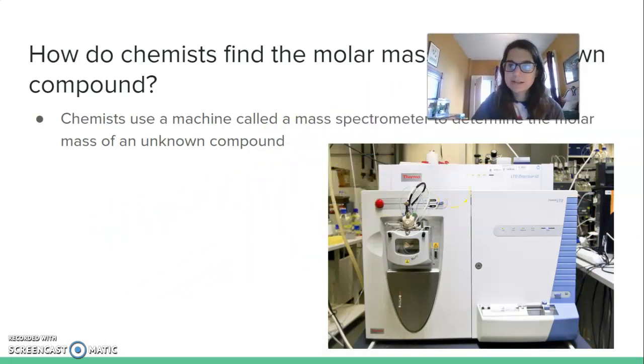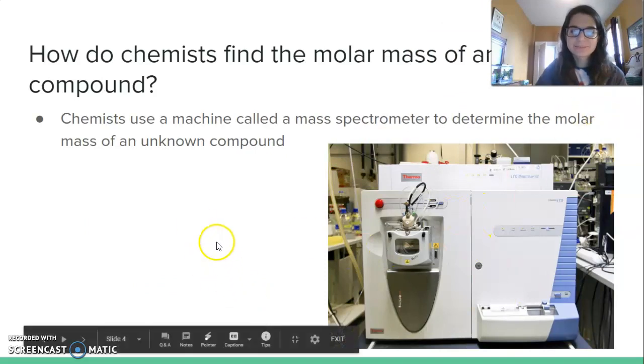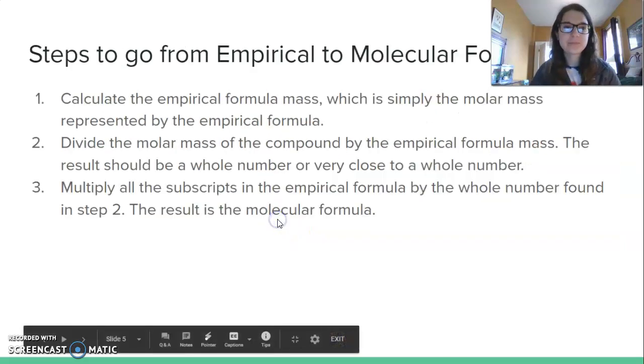Chemical analysts do this every day. They're really neat machines, but that's how they do it. Unless you're given a formula, you can't really determine the molar mass of an unknown compound. You can't just look at something and know. You have to use an analytical machine.